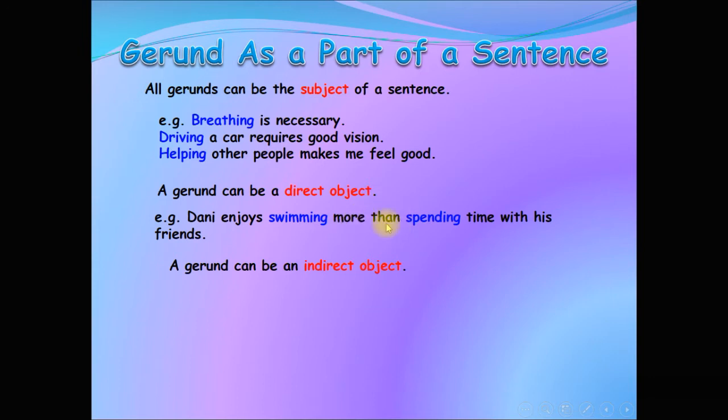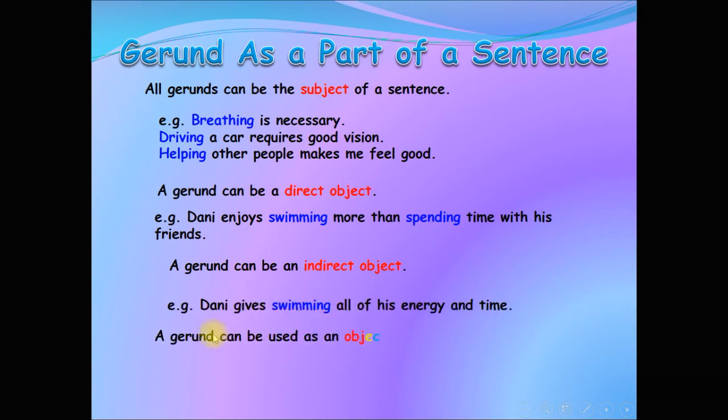This is the preposition. So this one is also the gerund. Swimming and spending here is the direct object. And also gerund can be an indirect object. In the example like this, Danny gives swimming all of his energy and time.